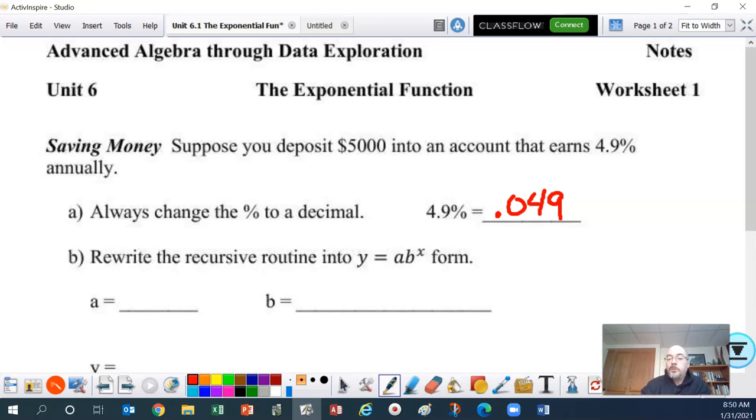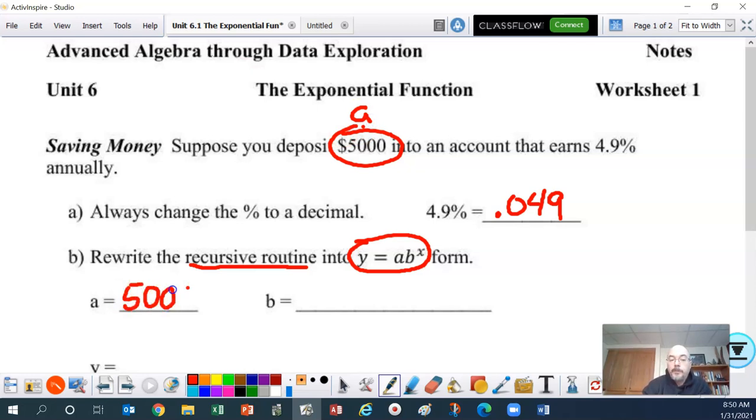Now, we're going to write a recursive routine or the equation for this in y equals a times b to the x power form. Now, the a, ladies and gentlemen, that's the amount you are starting with. So the a is the $5,000. Now, the b, I'm going to go into a little explanation for this here on another page.